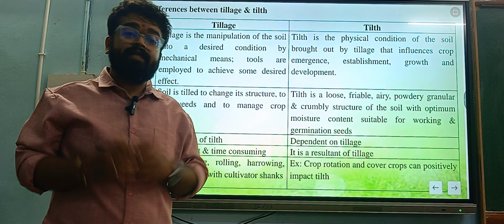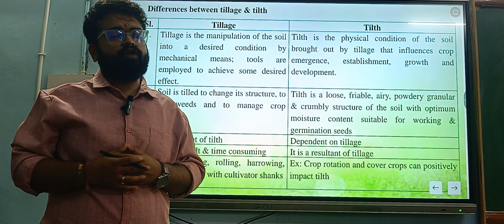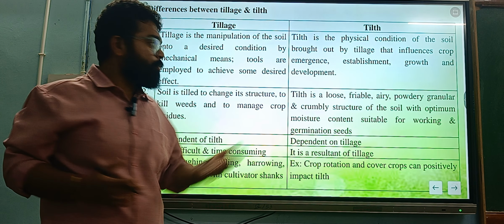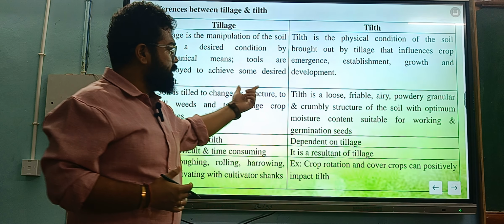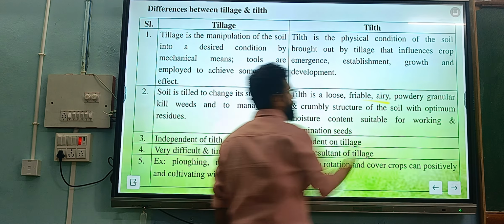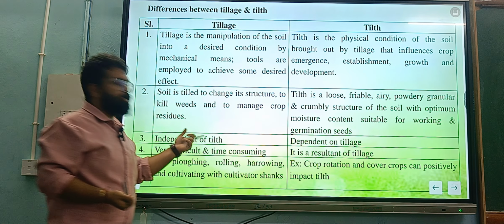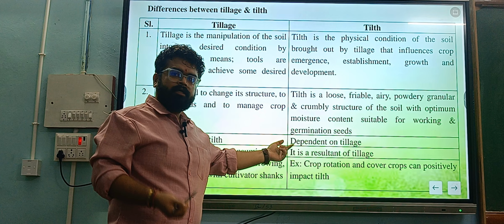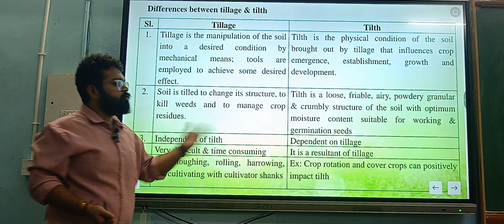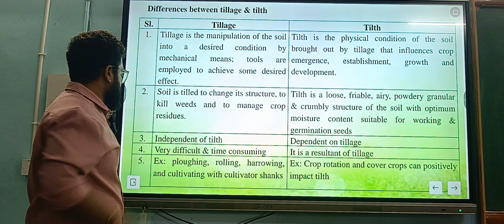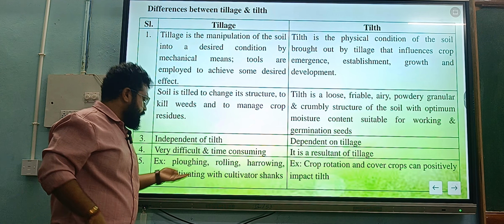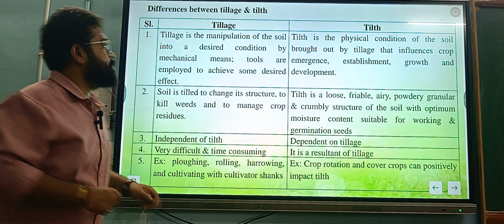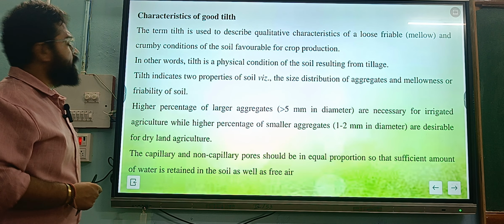In a few earlier classes we were discussing the types of classes of soil, platy classes or prismatic classes. Certain disadvantages with respect to that class can be overcome by the tillage operation that brings a good tilth, which is friable, loose, powdery and granular in structure. So tillage is independent of tilth. That means tillage is a preparatory operation. Tilth results from, and is dependent on, tillage. It is very difficult and time consuming. It is the result of tillage operation. Examples of tillage are plowing, rolling, harrowing and cultivating, whereas crop rotation and cover crop can positively make a good impact on the tilth.